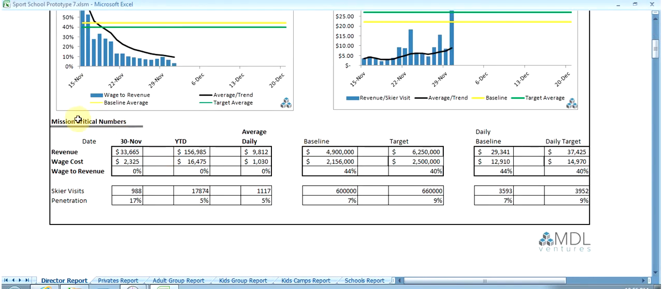We also provide mission-critical numbers so that you can see how you've performed on a daily basis, how you're performing year to date, and what's your average performance so far this year. These variables are revenue, wage cost, wage to revenue, and market performance data.